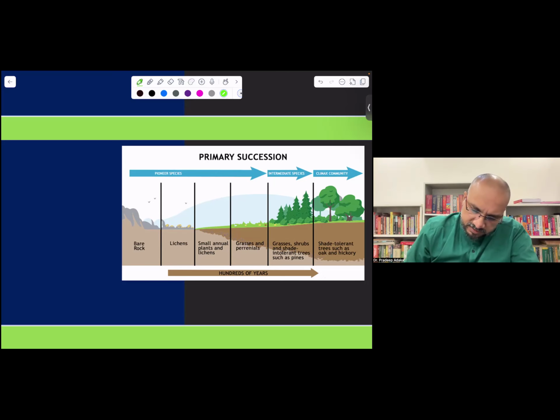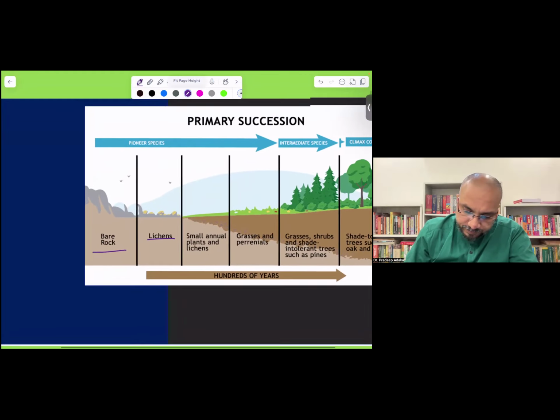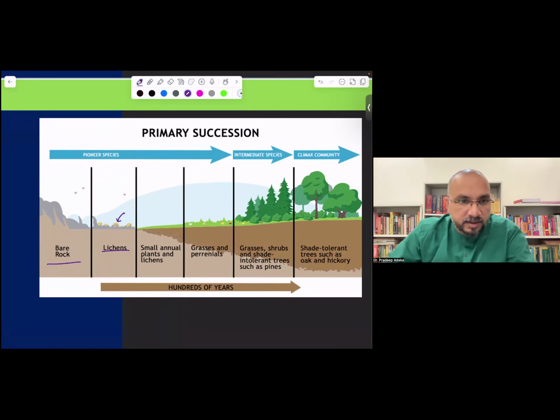So it all starts with your bare rock, right? Lichens can tolerate these harsh conditions, so they will grow on these bare rocks. You can see here the yellow on the rock. They help in the weathering process. They will break down the rock, and ultimately some amount of soil will be added. These lichens die and also add organic matter. So slowly the conditions, the abiotic factors of the area, are becoming less and less harsh.